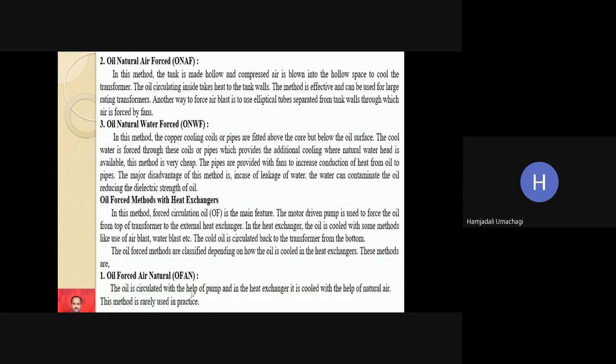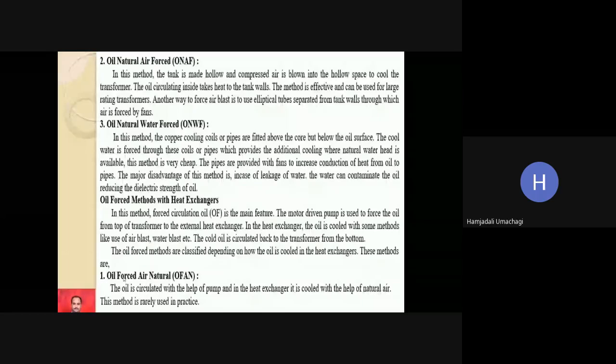The oil is circulated with the help of the pump, and in the heat exchanger it is cooled with the help of natural air. This method is rarely used. So here compressed oil will be sent from the top of the transformer, it will carry the heat, then this heated oil will be sent to the heat exchanger, and in the heat exchanger the heated oil will be cooled by the natural air method.